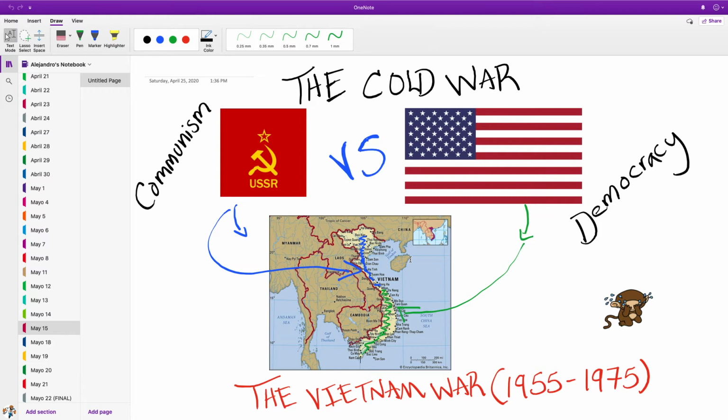Okay, so before the Vietnam War, there was a conflict between the USSR and the United States. But who was the USSR? Okay, so after World War II, I'm talking about the year of 1945, actually, there were only two powers. There were only two countries that had the power to control the world, and those were the USSR and the United States.